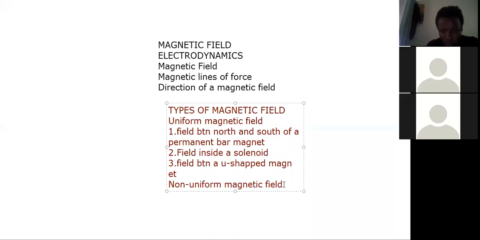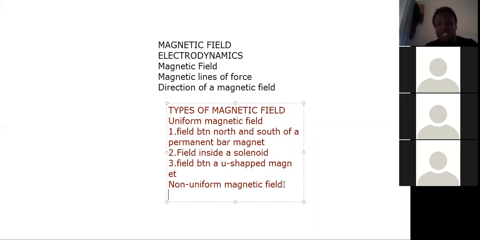That is it. Now let's also consider non-uniform fields. Characteristics of a non-uniform magnetic field: the magnetic lines of force are not parallel to each other. They are normally represented by curved lines which are not equally spaced.